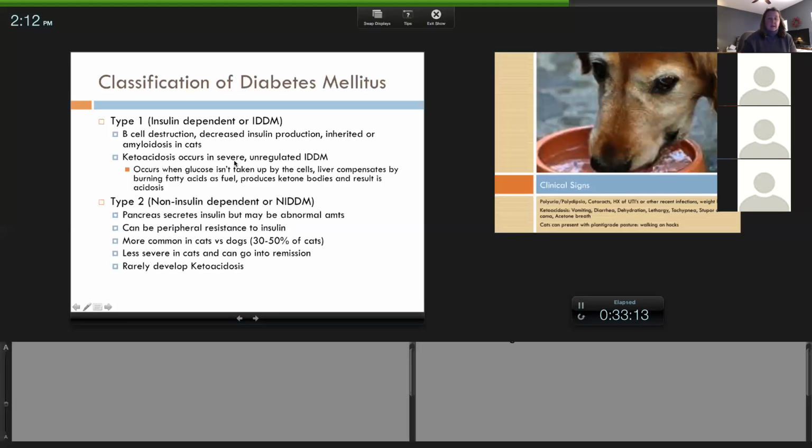Okay. Now, ketoacidosis, they come in very, very sick. They can die from diabetic ketoacidosis. What happens is, think of it this way. It's the best way I can describe it.